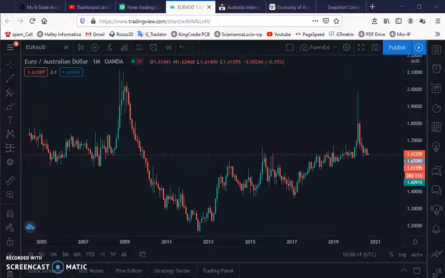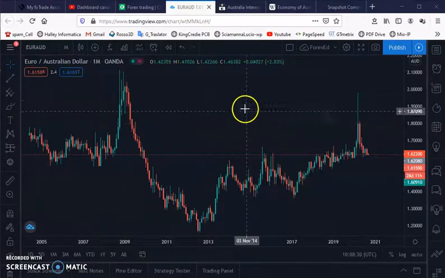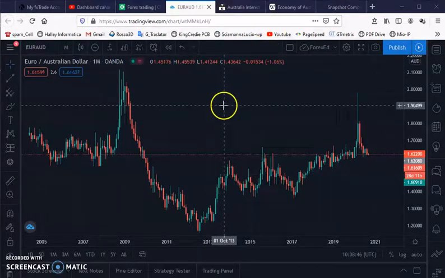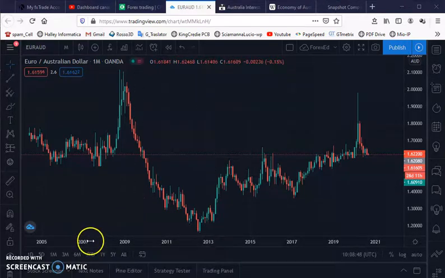I'm going to make a big picture in the Forex market about Australia and of course the Australian dollar. Now you can see I have the chart of the pair Euro Australian dollar, one month period of time, and we can see the major trend of this year.